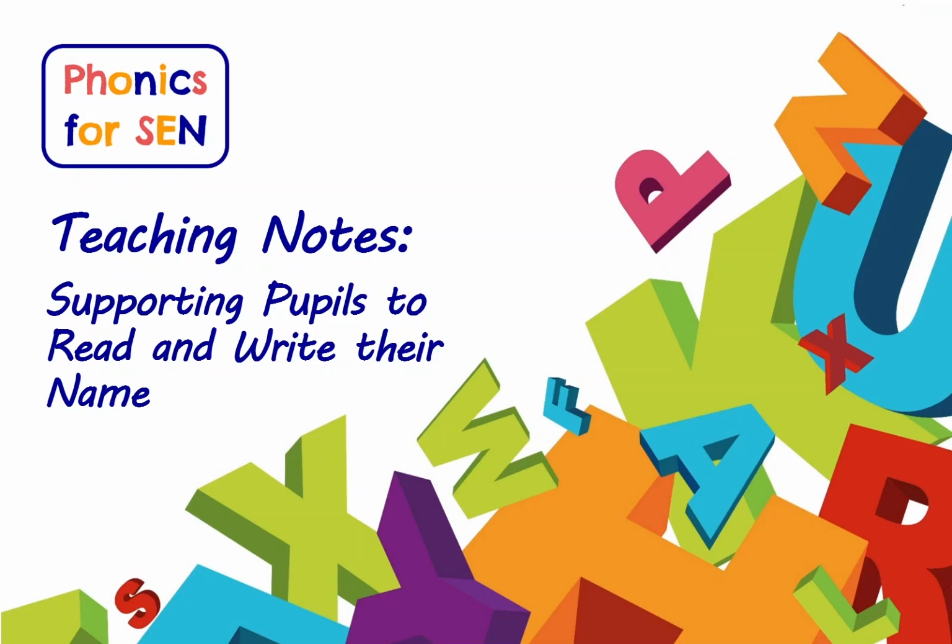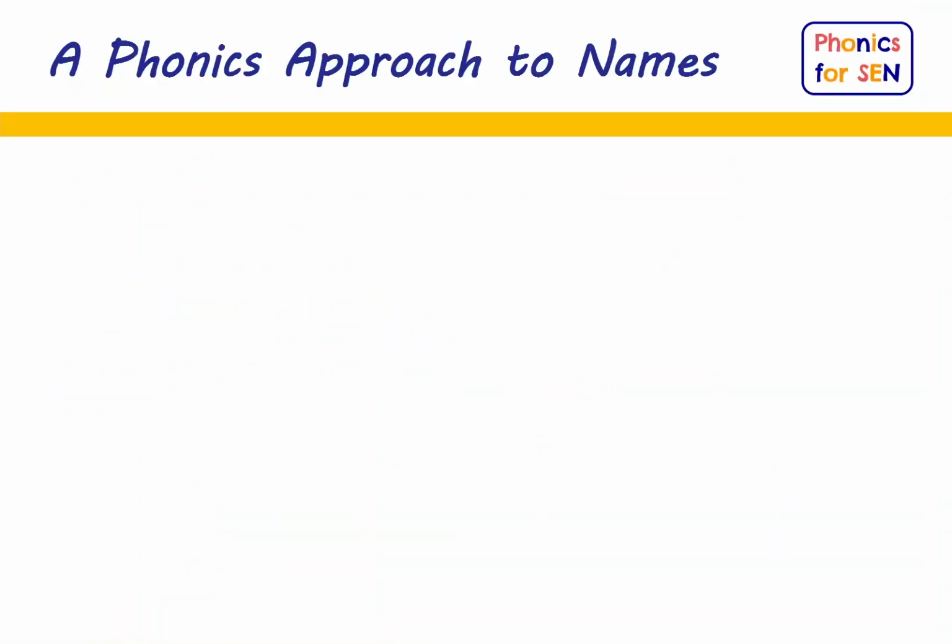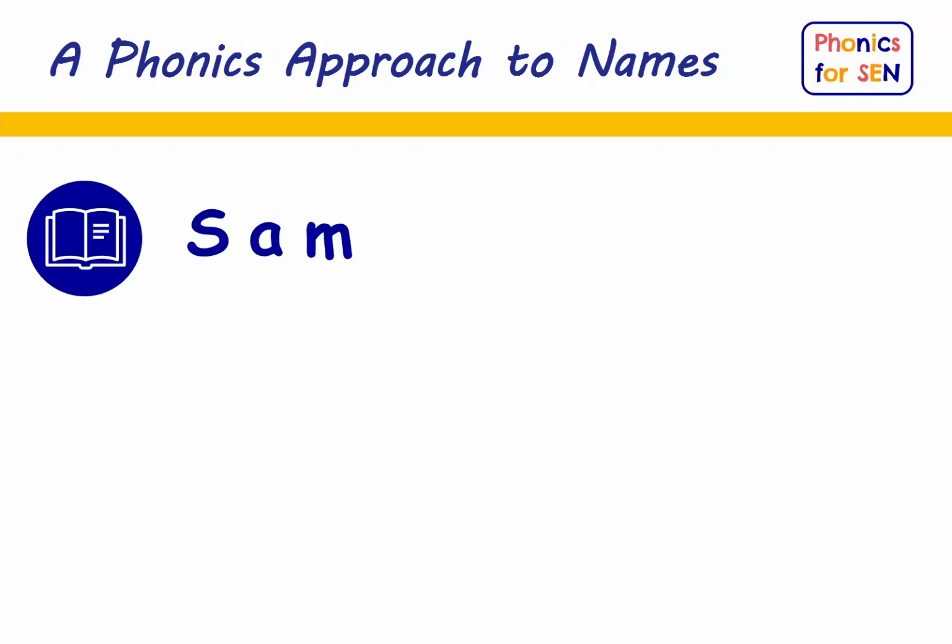One of the things that teachers are very keen for their pupils to achieve is the ability to recognise and write their own name. We take a phonics approach to teaching reading and spelling, so it follows that we use the same reading and spelling strategies when teaching pupils to read and write their name. To read a name, we look at each of the sound spellings, match a sound for each, and blend them to get the name.